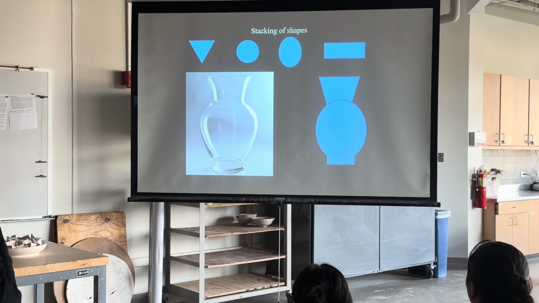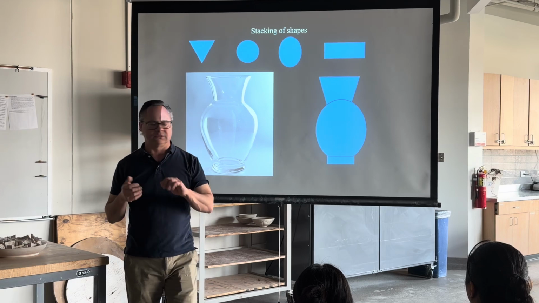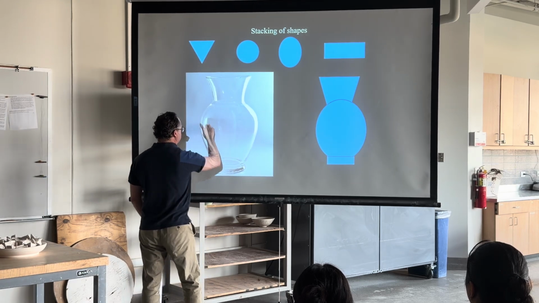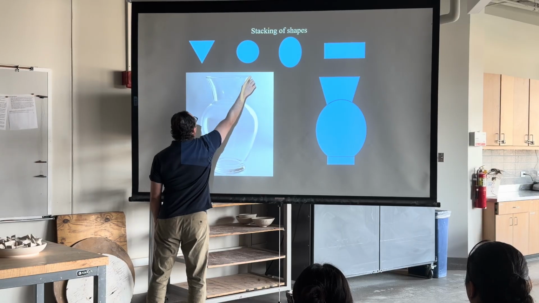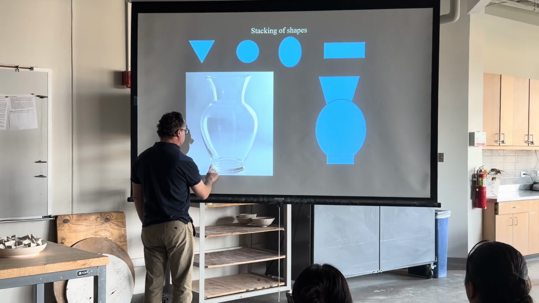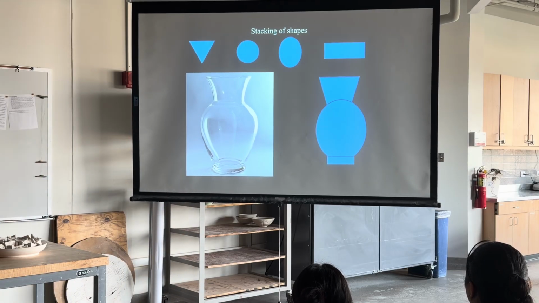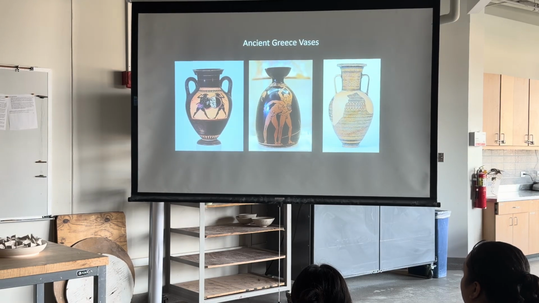Now this is where it gets a little weird. We're stacking multiple shapes, one over the other. If we take a look at this, we sort of see this circle shape. If we look here, we've got an oval shape. Here's a triangle, and then here's a bit of a rectangle. And you'll see it more clearly when we're talking about the Greeks.